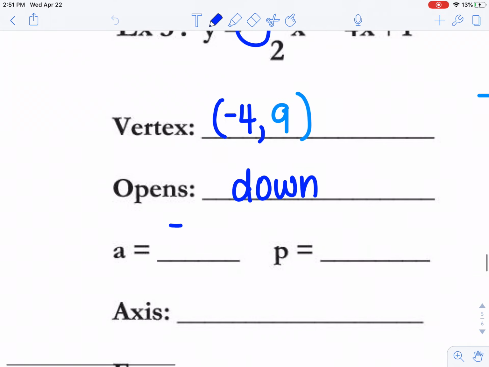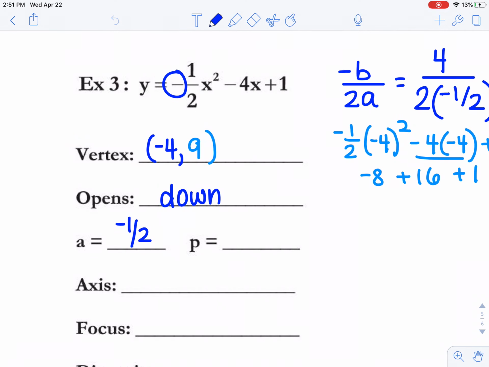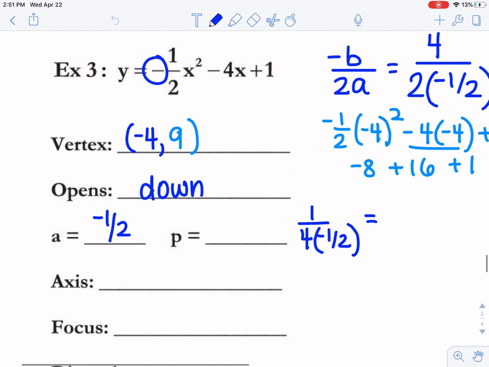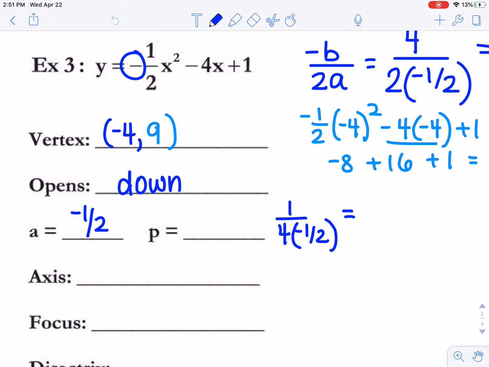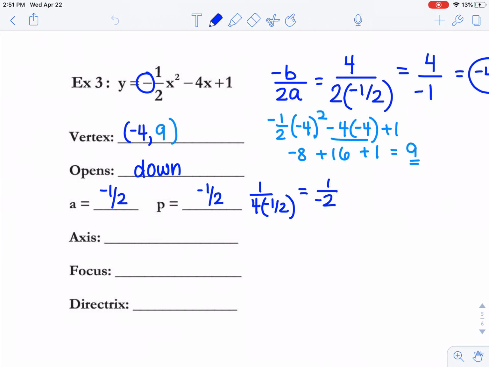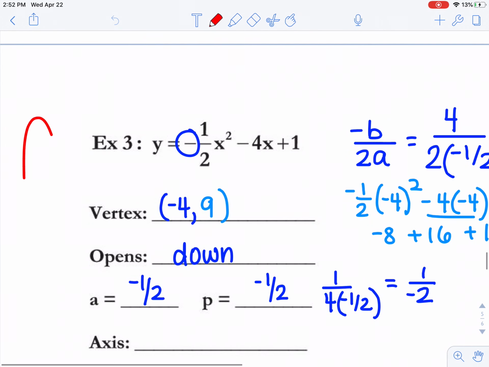And speaking of the a value, it is negative 1/2. So the rest of this is exactly how we did the last section. So 1 over 4 times negative 1/2 will give me my p value. That's 1 over 4a. So that's going to be 1 over negative 2. So my p value is negative 1/2. This is a vertical parabola, and it's going to open down.